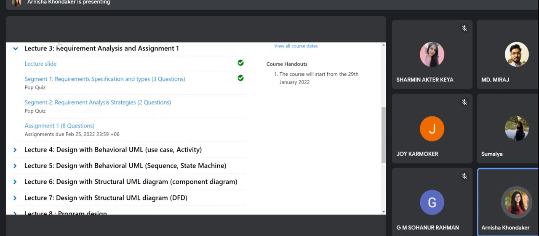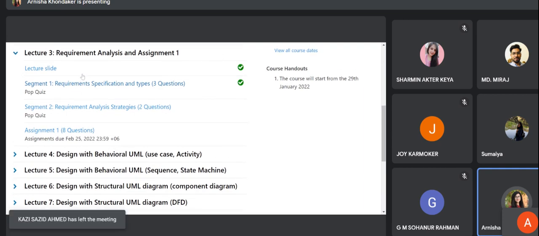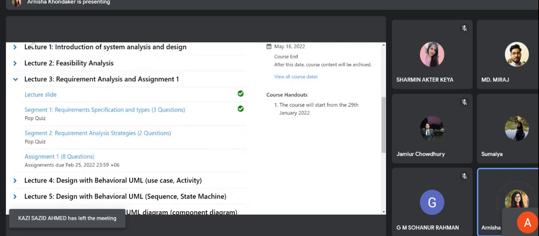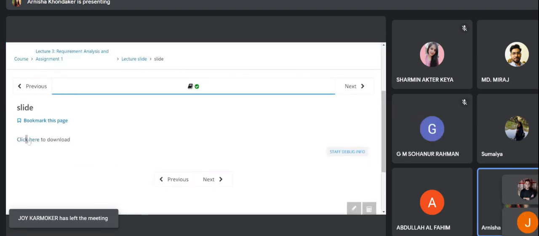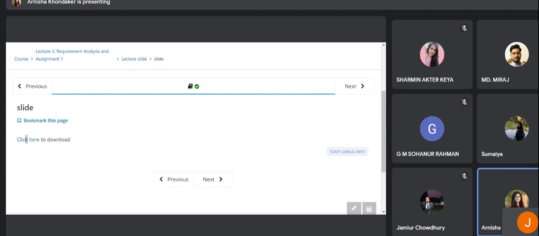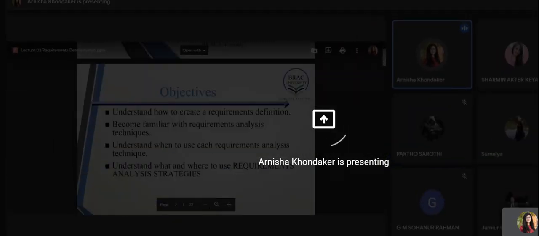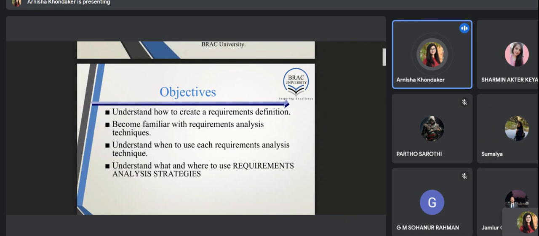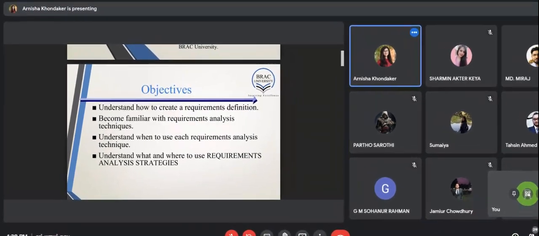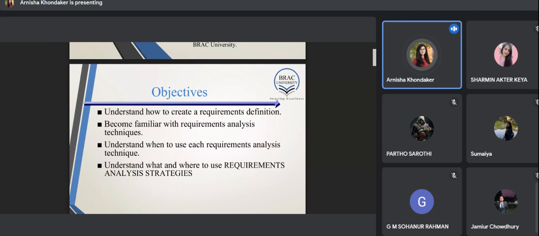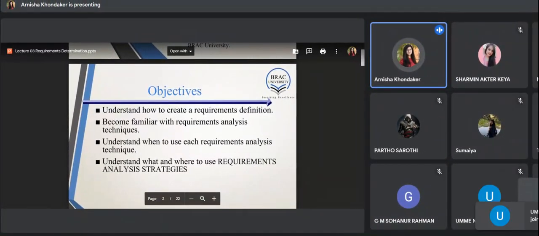So let's see what the content of this week is. In this week we're going to learn about requirement analysis. Mainly what we will see this week is how we can create requirements for a system, and by requirements what we mean here is how we will be getting the features and functionalities for our system.